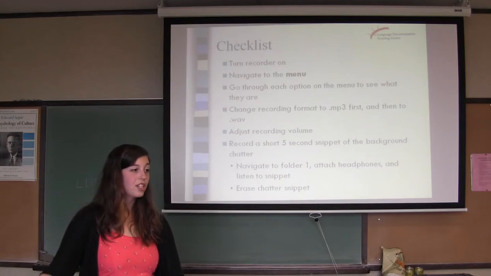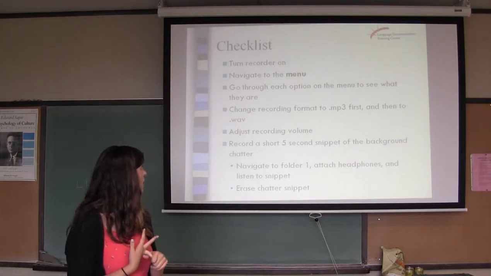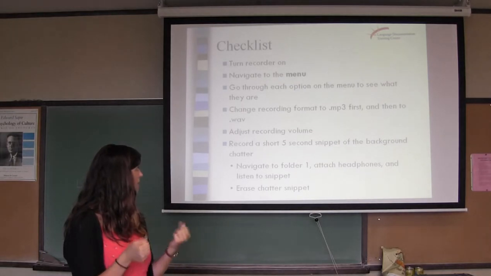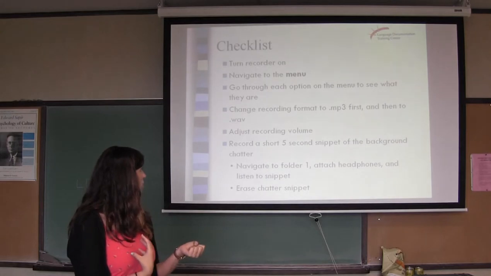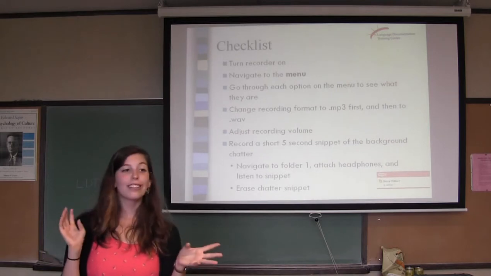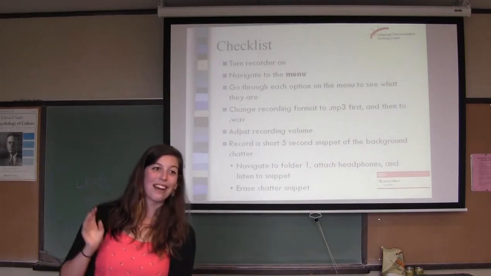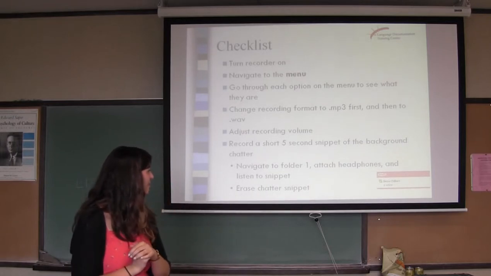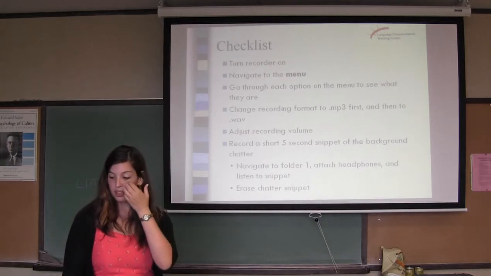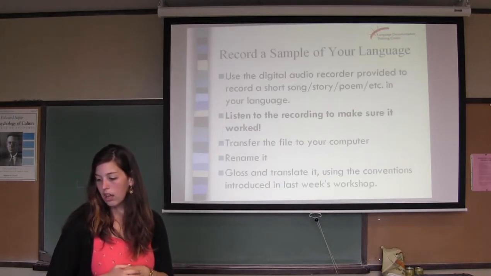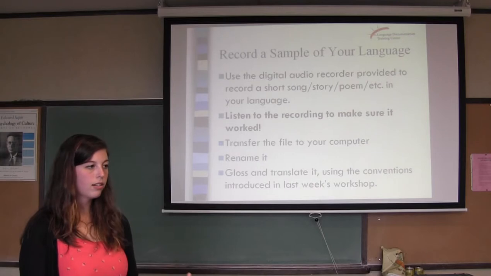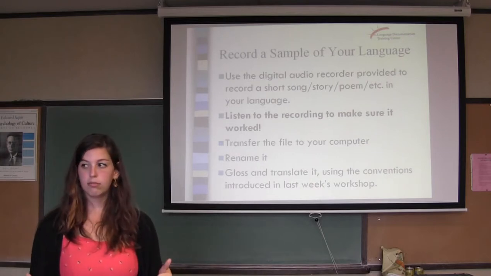Aha, here we go, a checklist. Turn it on, navigate the menu, check all the options of the menu, change the recording format or file format, adjust volume, and record a 5-second snippet of background chatter in the room. I will be sure to talk the whole time so you can get some background noise. Then you can listen to it and delete it, and that way you get more comfortable using the recorder itself. So we'll stop for 15 minutes, let you play around, and then talk about our actual activity for the day. Sounds good?